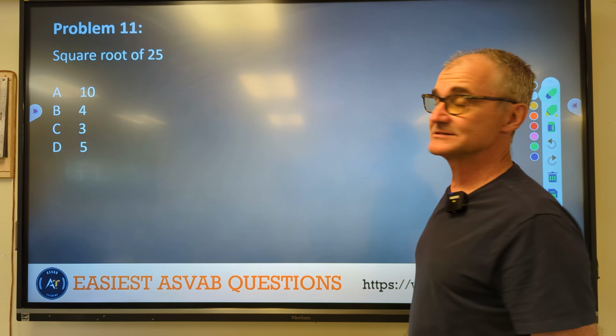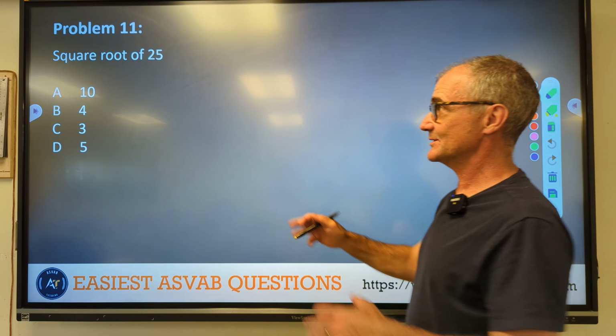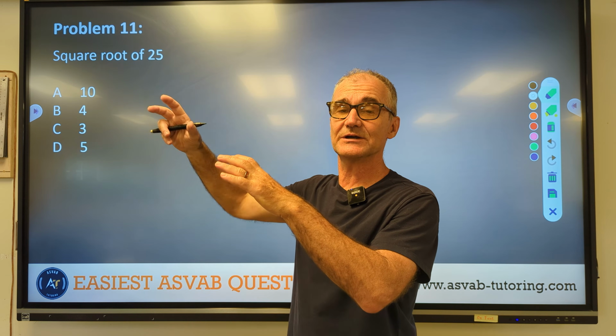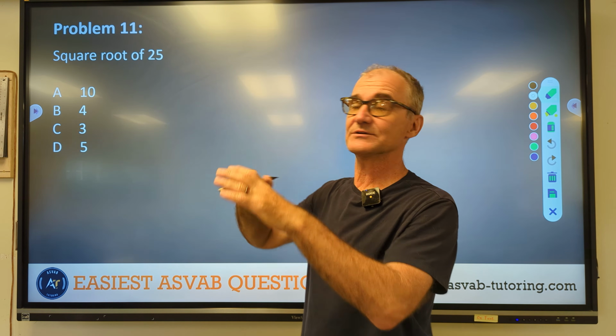Problem number 11, the square root of 25. So we have a square, which is a number times itself. 3 squared is 9. Square root reverses that.